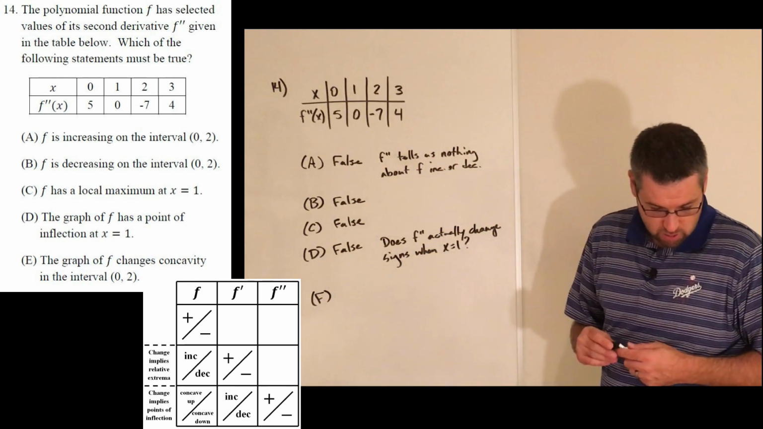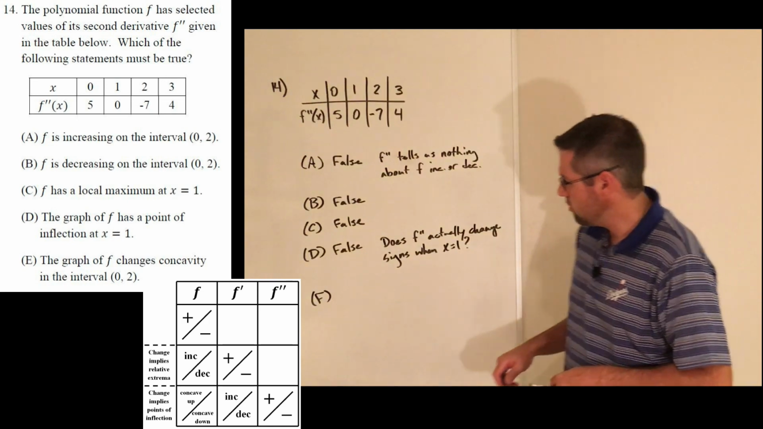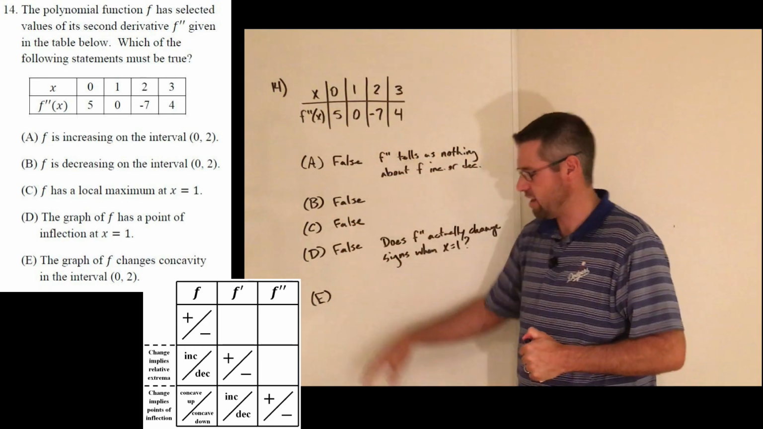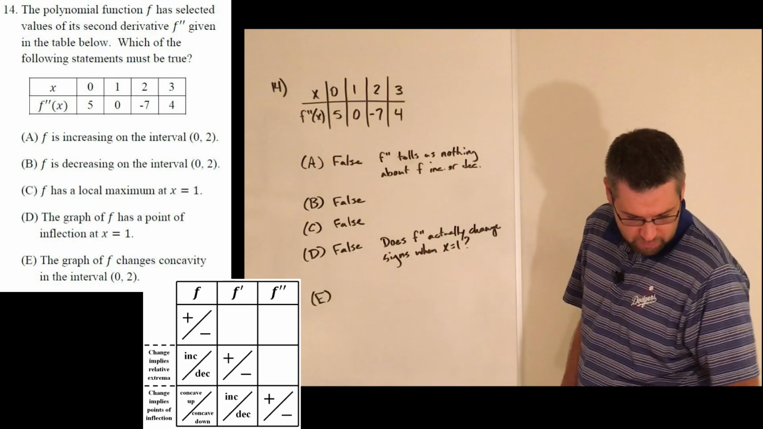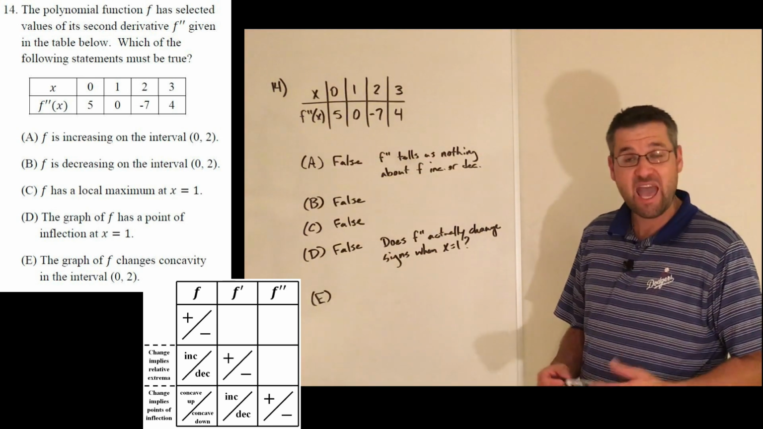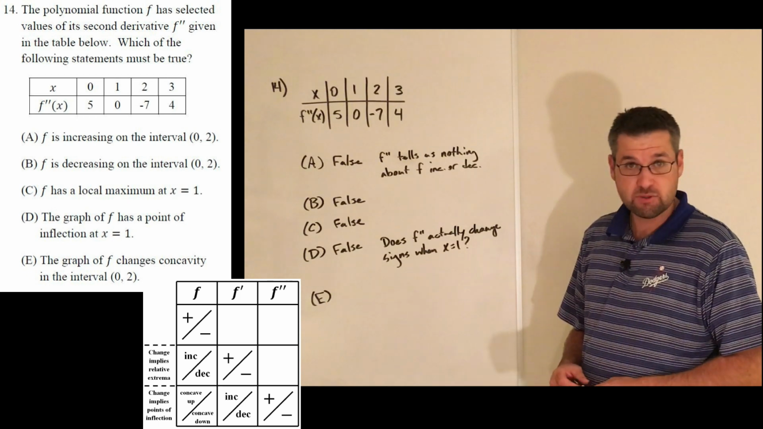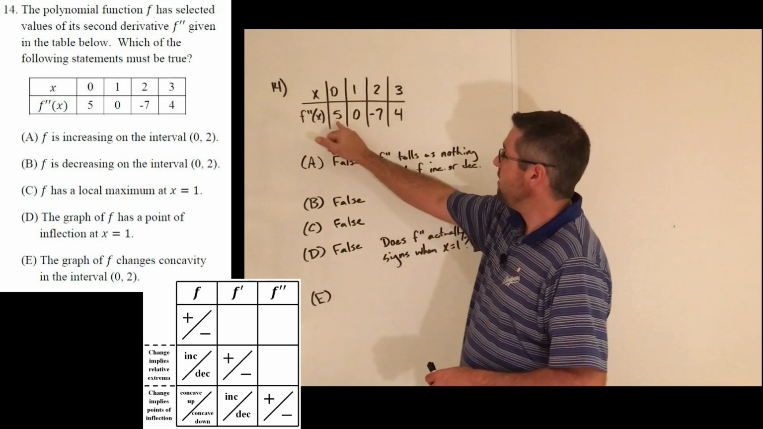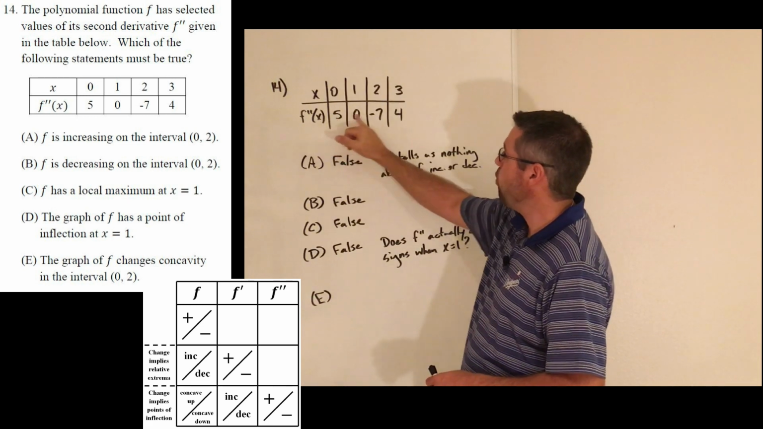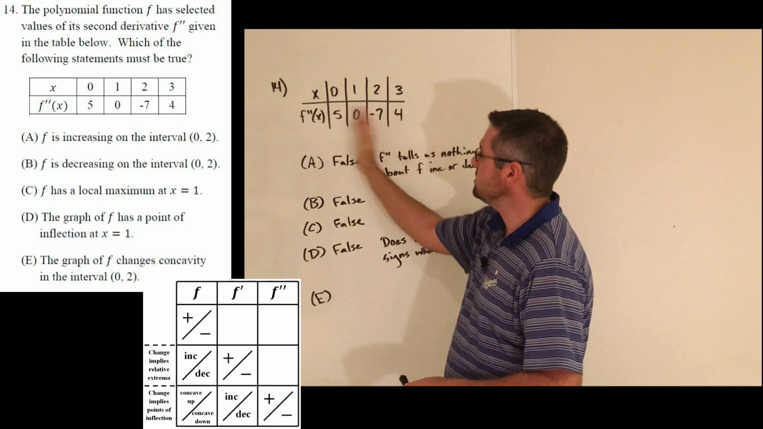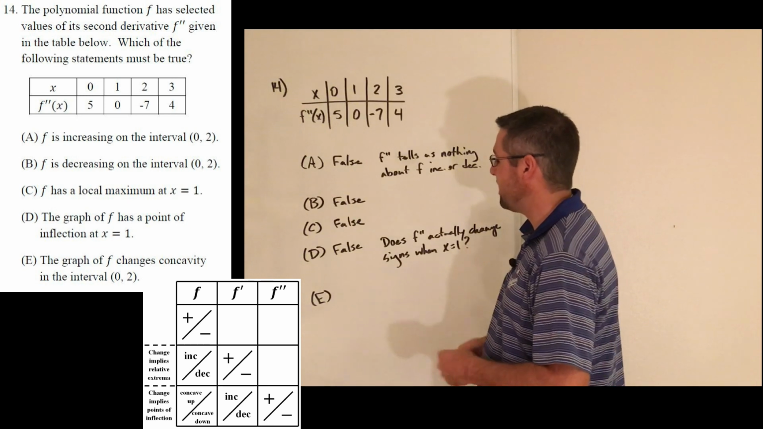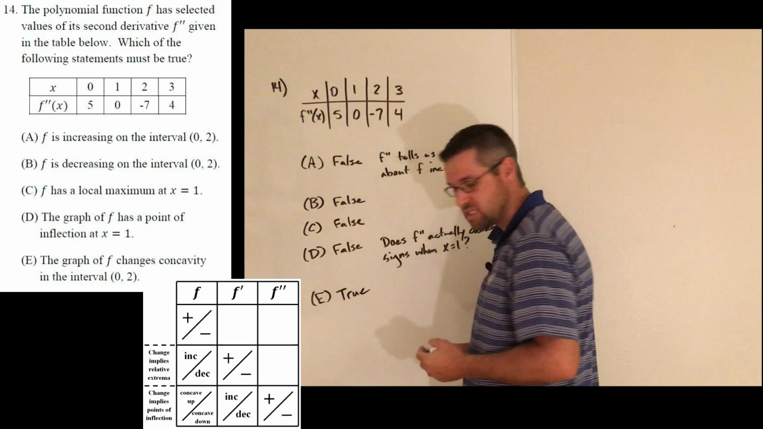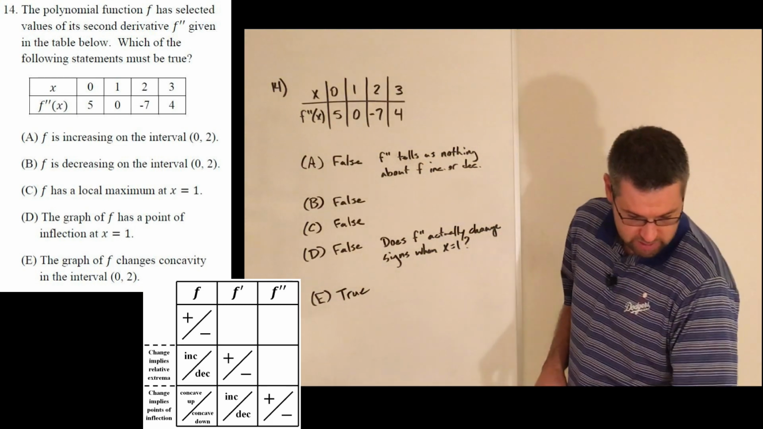But we can conclude for option E, used to my grading scale A, B, C, D, F. For option E, the graph of f changes concavity in the interval 0 to 2. So we do change concavity because our f double prime was positive and it went to negative. So that means it must have changed concavity somewhere in that interval. And so that makes E the only must be true statement in this list.